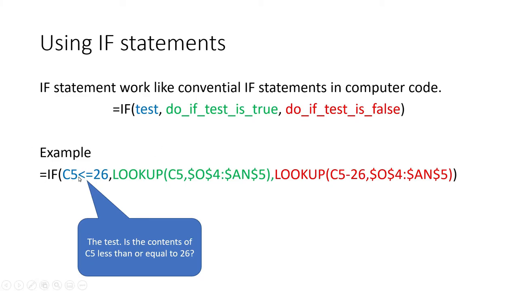If C5 is less than 26, we just do a simple lookup. However, if C5 is greater than 26, we need to, as you can see on the right here, subtract 26 from C5. And that's because in this case, the letter has been shifted off the end of the alphabet. So we need to move back to the start. So the letters that fall off the end of the alphabet wrap around to the start.